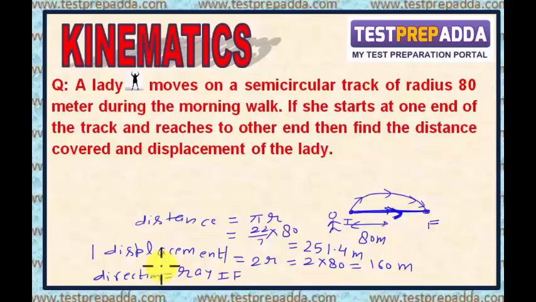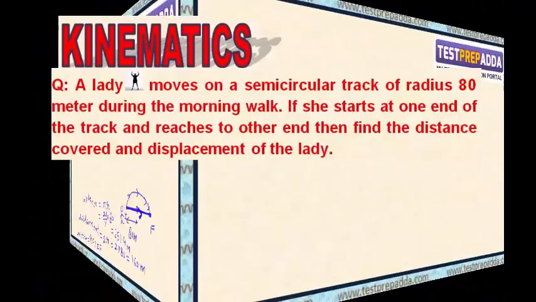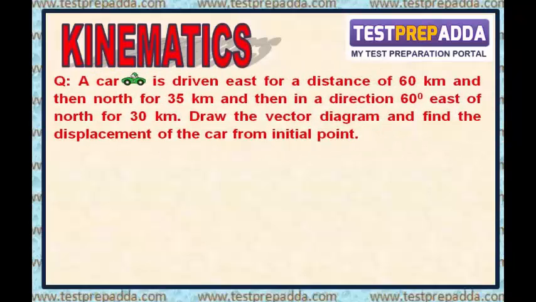Got the idea? Okay. Now I'll take another question here to understand the distance and displacement concept. Here the question says, a car is driven east for a distance of 60 kilometer and then north for 35 kilometer, and then in a direction 60° east of north for 30 kilometers. Draw the vector diagram and find the displacement of the car from the initial point.